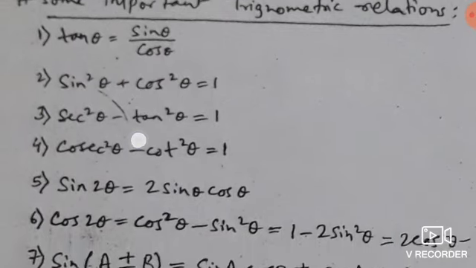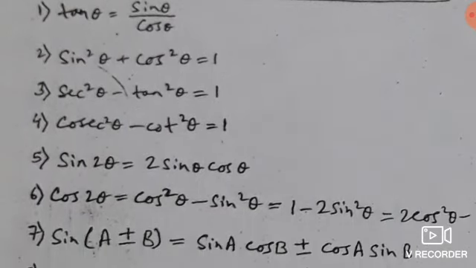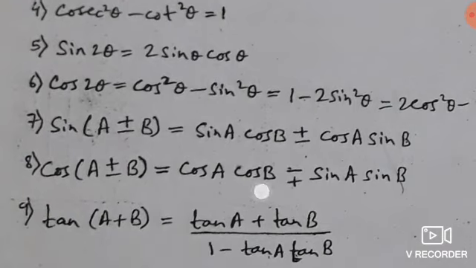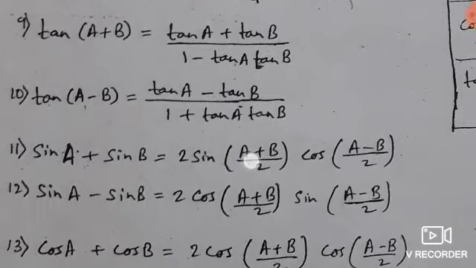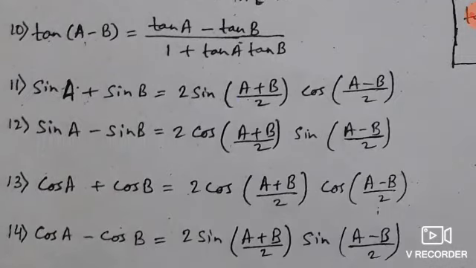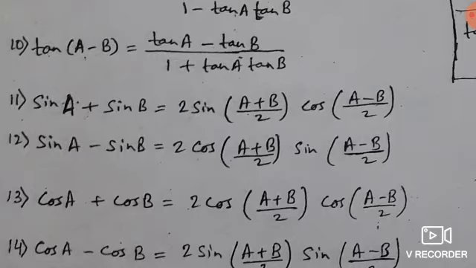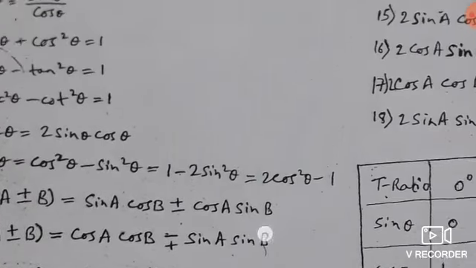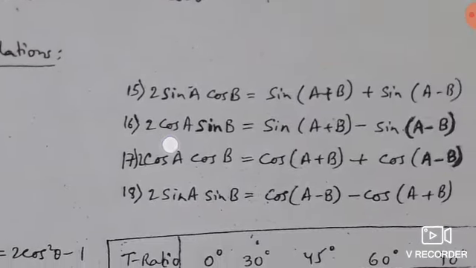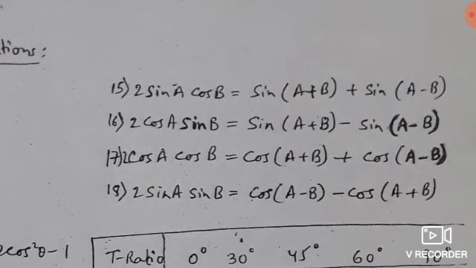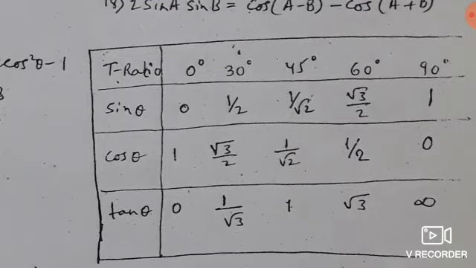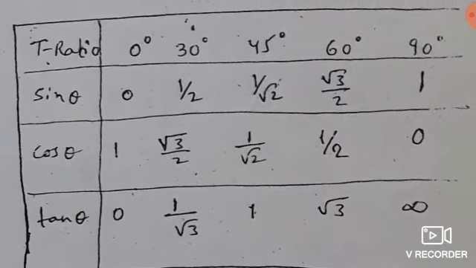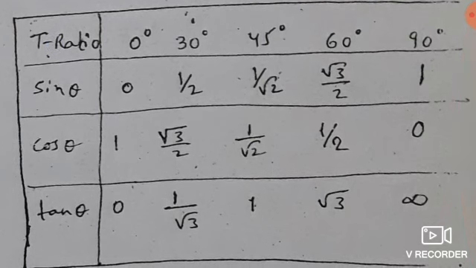Some of these formulas you have already seen in class 10. Some formulas are new to you. These are some new formulas. You have to memorize them. This will help you in sums, up till formula number 18. Now let us discuss point number 3. Point number 3 is trigonometric ratios for some standard angles.